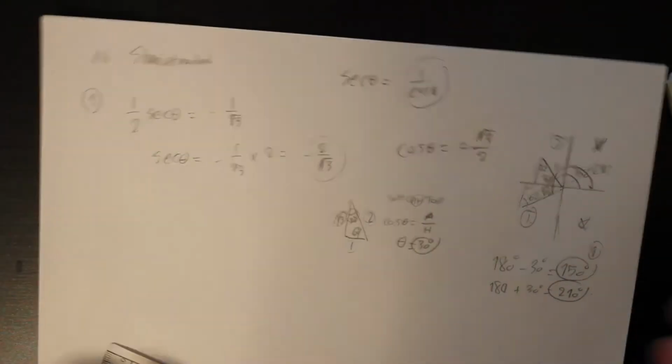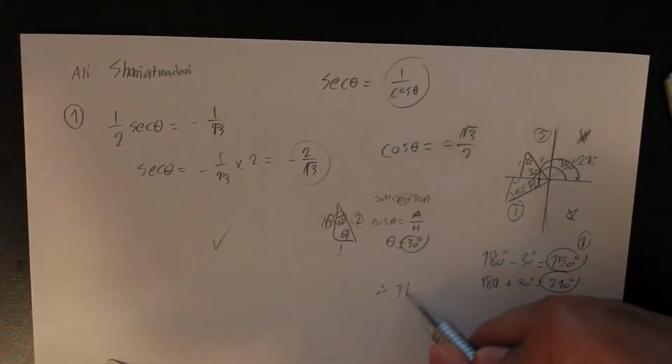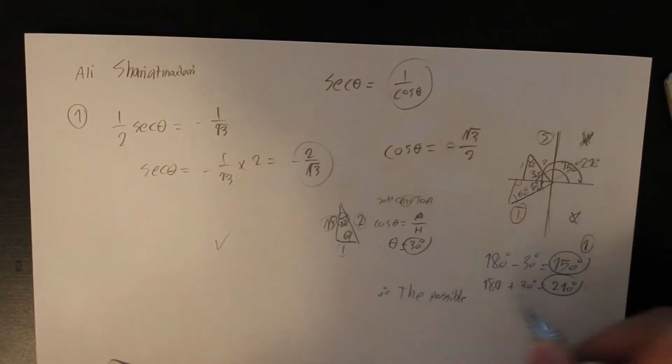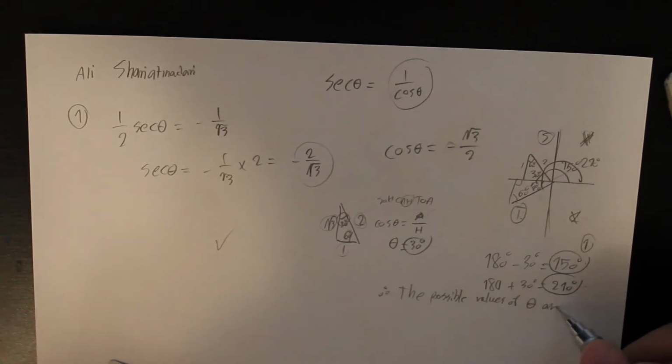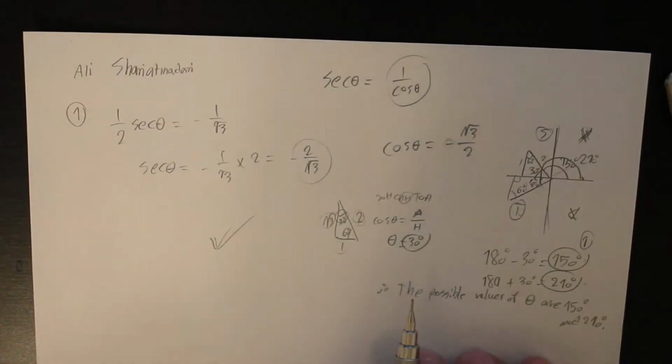All right. Now that is the first question done. So therefore, the possible values of theta are 150 degrees and 210 degrees. All right. Good. Great. Full marks.